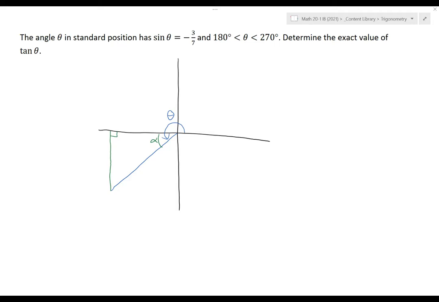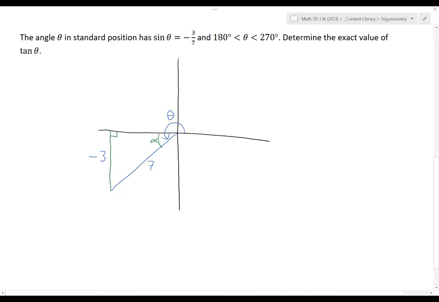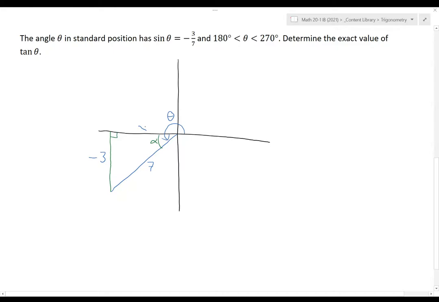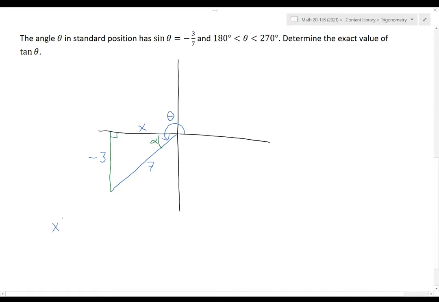What I need to know is that sine is opposite over hypotenuse. The hypotenuse, I'm going to always let it be positive. So the hypotenuse here would be 7, which means that the opposite side has to be -3. That makes sense because my y value has to be -3 in the third quadrant. My x value also has to be negative because of the quadrant I find myself in. But I can find x using the Pythagorean theorem again.